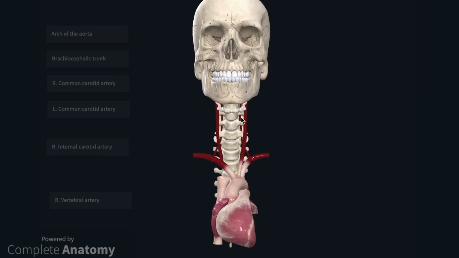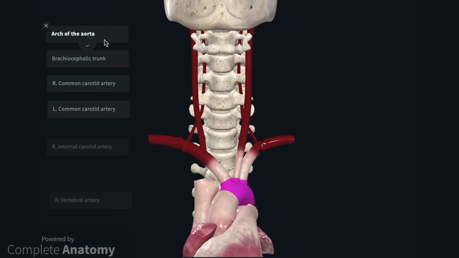For these arteries, we must start in the thorax and focus on the aortic arch. The first branch is the brachiocephalic trunk. This artery courses towards the right upper limb, as we can see, and divides into the right subclavian and the right common carotid artery. The right common carotid artery ascends on the right hand side of the neck. The left common carotid artery arises directly from the arch of the aorta and ascends on the left hand side of the neck. The common carotid arteries pass within the carotid sheaths.